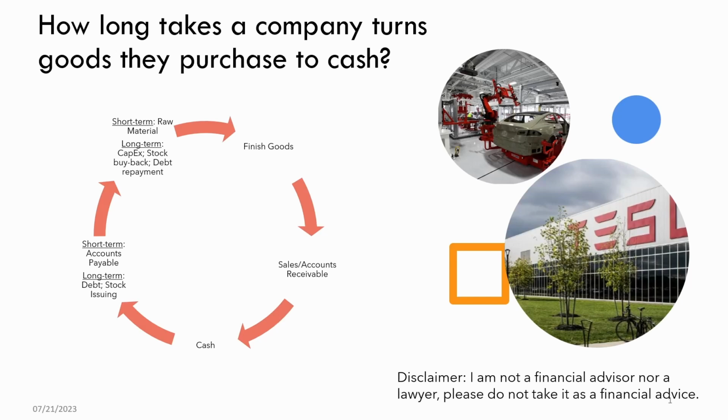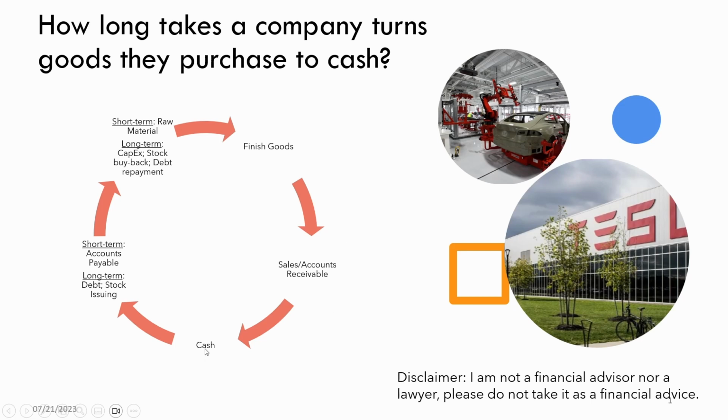And today we'll be discussing how long it takes a company to turn the goods they purchase all the way to finished goods, to sales, and back into cash. What you see in the diagram here is a typical operating cycle for a manufacturing company. It goes from cash to short-term liability accounts payable, stock issuing into raw material purchase on credit, to long-term investment on capex, stock buyback, dividend, to finished goods, to sales, and back to cash again.